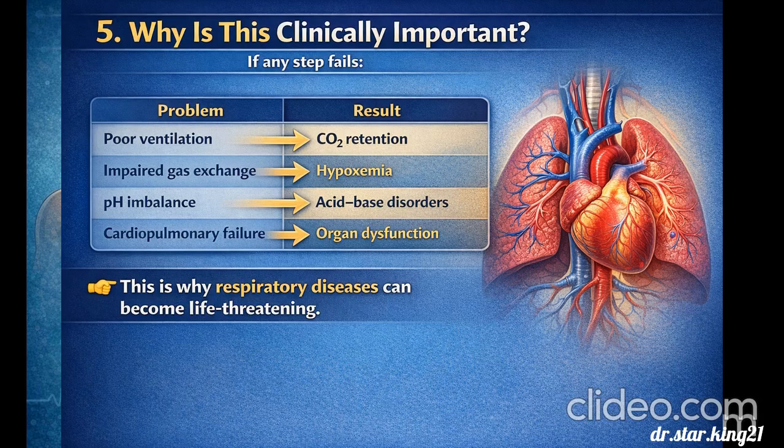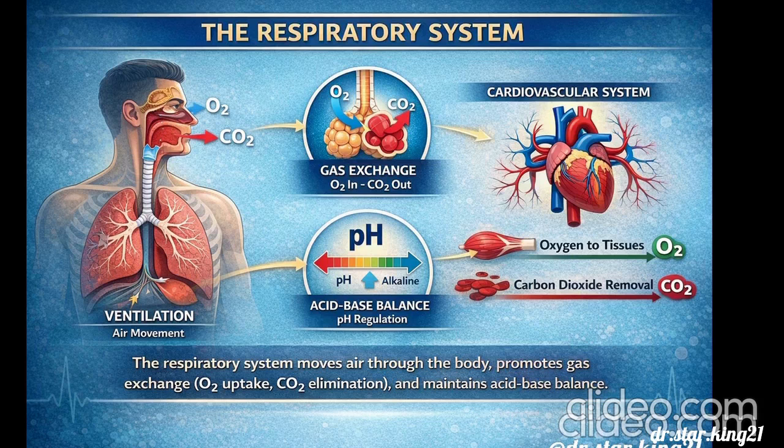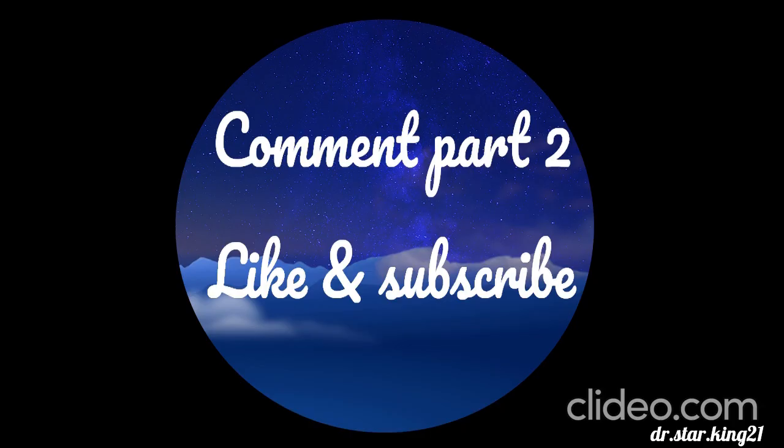Remember the one-line summary: the respiratory system ensures air movement, allows oxygen delivery, removes carbon dioxide, and maintains blood pH. In the next part, I will explain the anatomy of the respiratory system.